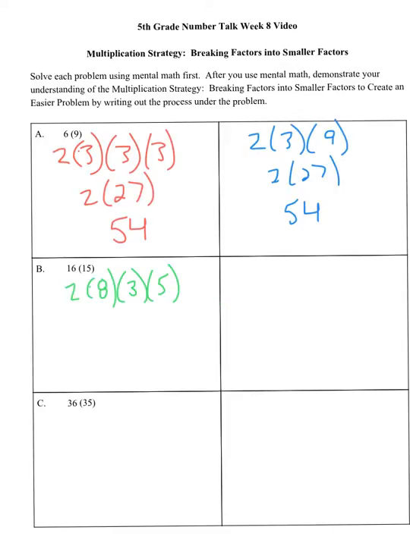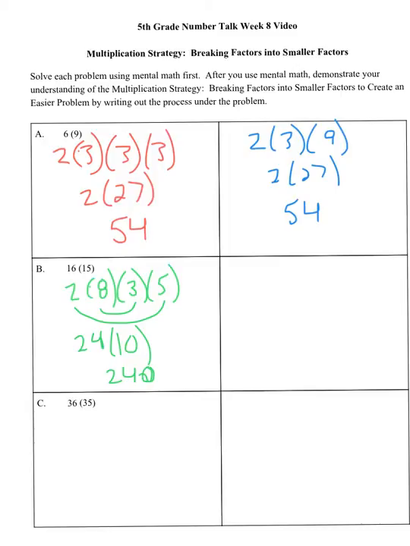We can say to ourselves that we have 5 times 2 is 10. 8 times 3 is 24. 24 tens is an answer of 240.